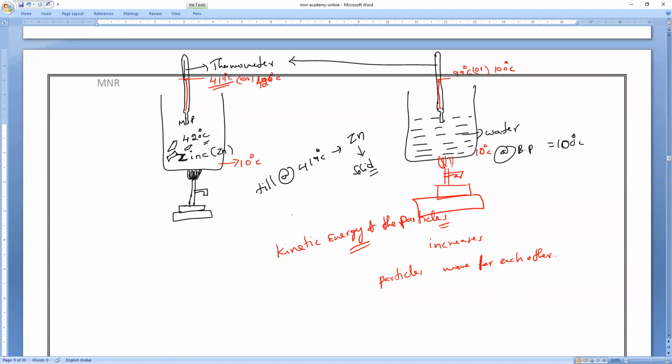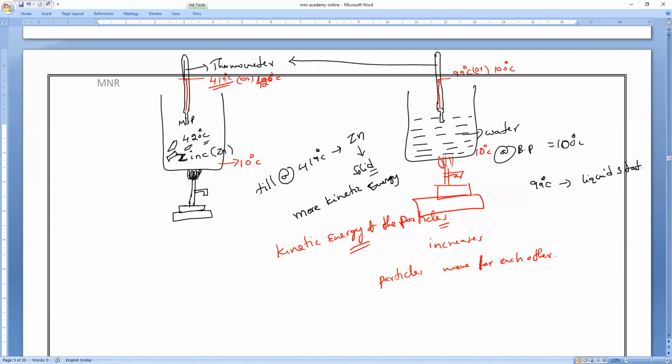The particle kinetic energy will be more and more. Yes or no, everybody? More kinetic energy. Same way here also. Till 99 degrees Celsius, what is the state of water? It will be in what state? Liquid state.